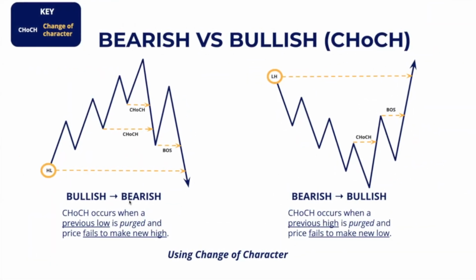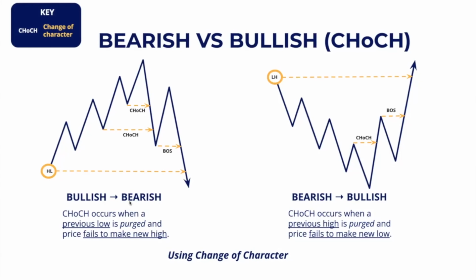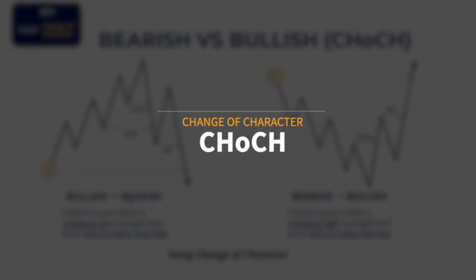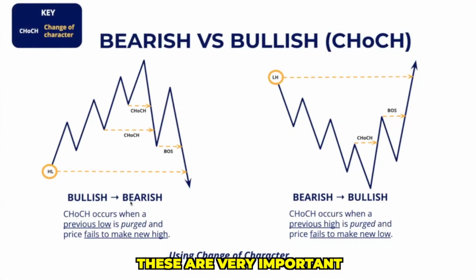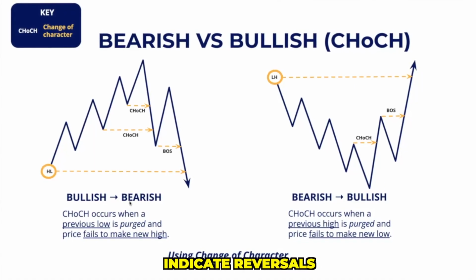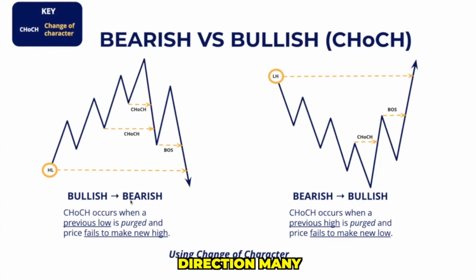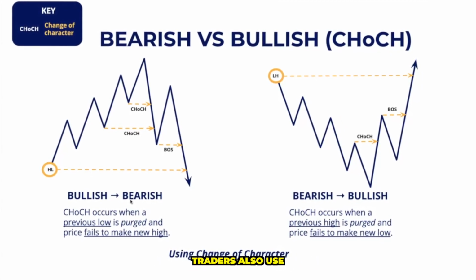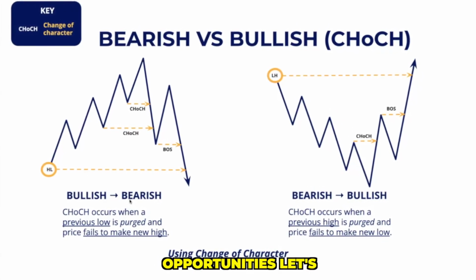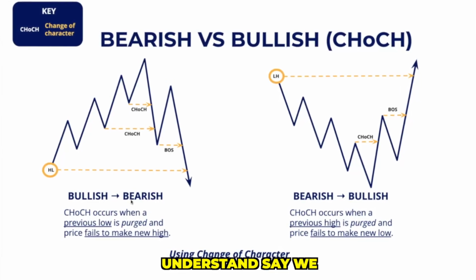Now another key identifier, which is just the opposite of a break of structure, is a change of character, or CHOCH. These are very important because these can indicate reversals or when the trends are starting to change or look the opposite direction. Many supply and demand traders also use them for entry opportunities. Let's look at the diagram to understand.